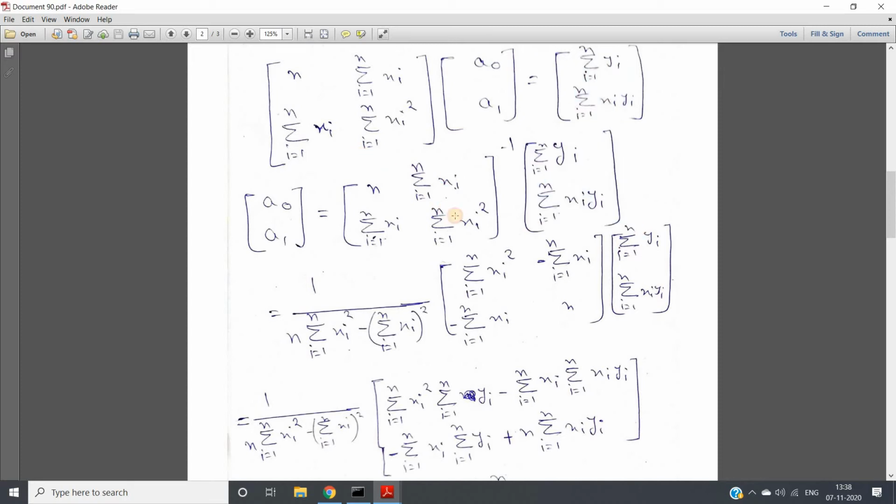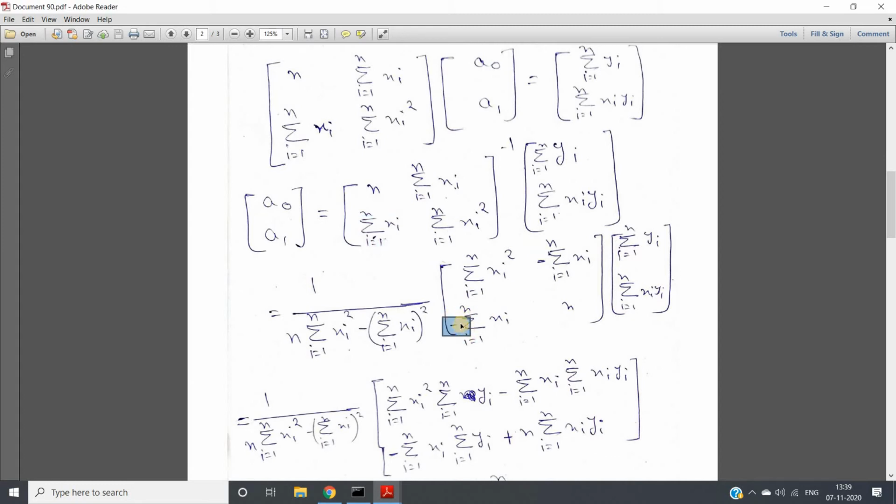Now the inverse of a 2 cross 2 matrix is very simple. What is that? 1 by the determinant of this matrix. What is the determinant? n into the summation over i equal to 1 to n of xi square, minus the multiplication of these two terms, the same term, so it will be minus the summation over i equal to 1 to n of xi, that squared. And what we have to do in this matrix, these two terms will be interchanged as we have done here, and in this term and in this term a minus sign will come. Okay, just the minus sign I have put.